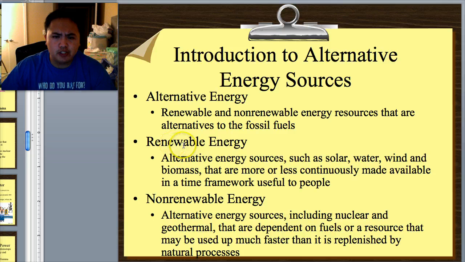The renewable energy sources that are alternative are solar power, water power or hydropower, and wind. You may have heard of these three, but you may not have heard of biomass. And some of you may not know that there are alternative energy sources that are non-renewable: nuclear power and geothermal power. They're dependent on fuels that are used up much faster than they are replenished by natural processes. We're going to talk about all of these energy sources in this PowerPoint.